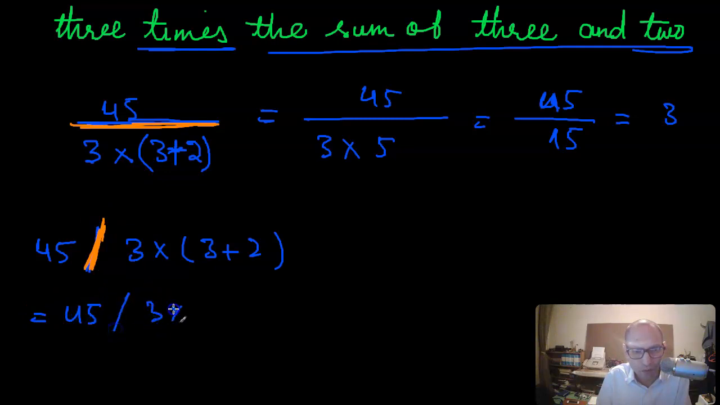45 divided by 3 times 3 plus 2, which is equal to 5, right? Now in this step, you have only a division sign and a multiplication sign. So they have the same priority, right? Multiplication and division have the exact same priority. But how do you decide which one to do first and which one second? You have to move from left to right. Moving from left to right, that means that first this one has to be done, and then secondly, this one must be done, right?